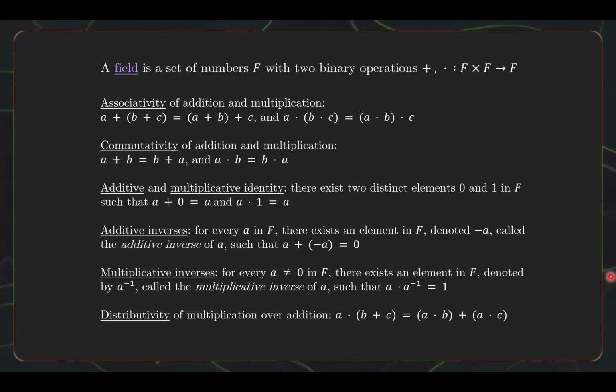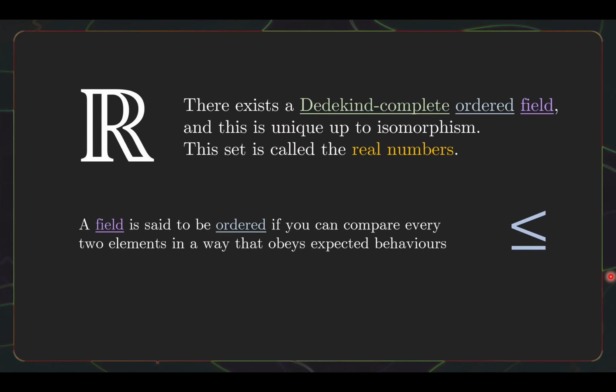But the whole idea here is we want our set of numbers to be not just the numbers itself, but be able to do operations between the numbers. Okay, so that's the first property we want. How about the second property? Now, we also want to be able to compare between two numbers. So this is what the second property is talking about. We want our field to be ordered, meaning that you can compare every two elements in a way that the comparison function obeys certain expected behaviors.